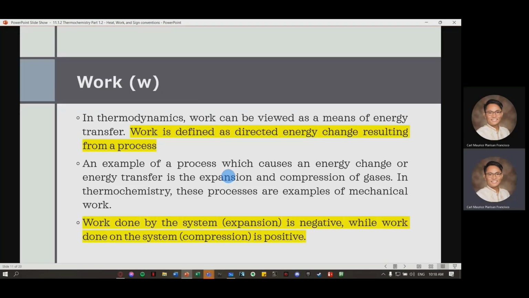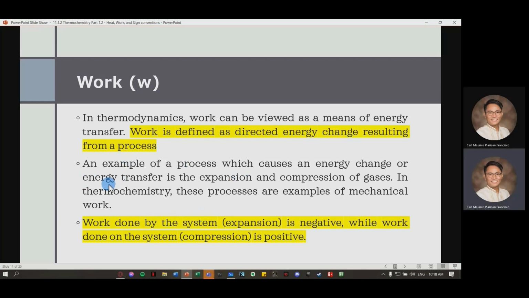Next part of the discussion will be focusing now on work. Now, what about work? In thermodynamics, work can be viewed as a means of energy transfer. In thermodynamics, work can be used as a way to transfer energy. Okay, so we can transfer energy by means of work. Work is defined as directed energy change resulting from a process.